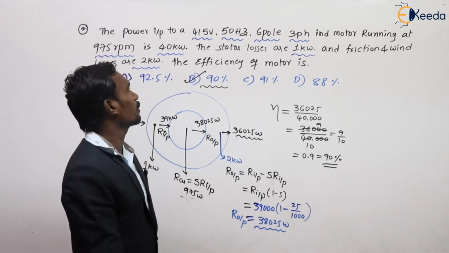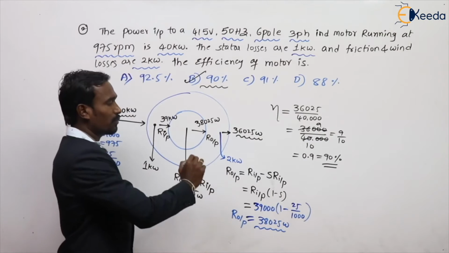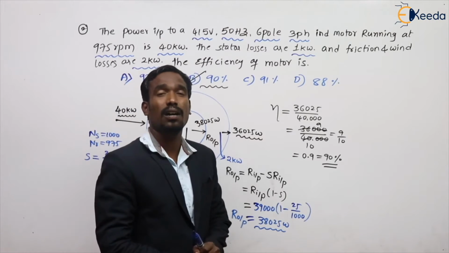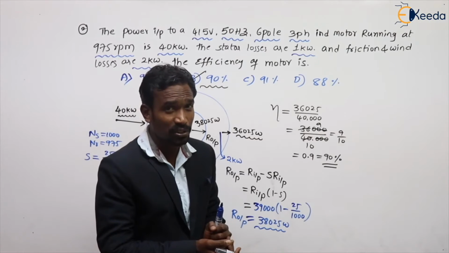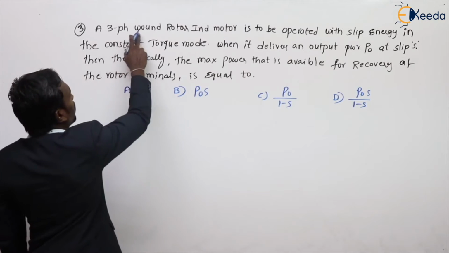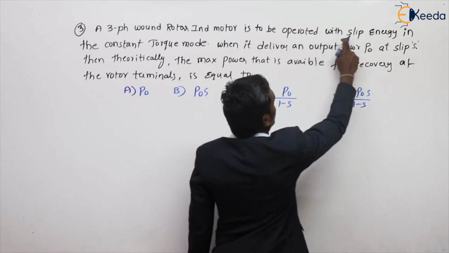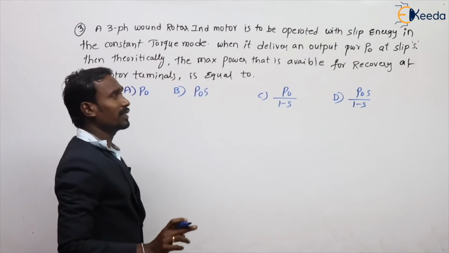This is a very simple question. All the power equations are covered here. This is the question on power equations or efficiency. Very important. Okay, understood? A three-phase wound rotor induction motor is to be operated with slip energy in the constant torque mode.